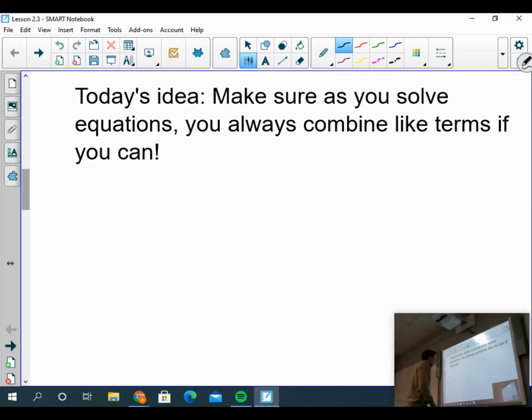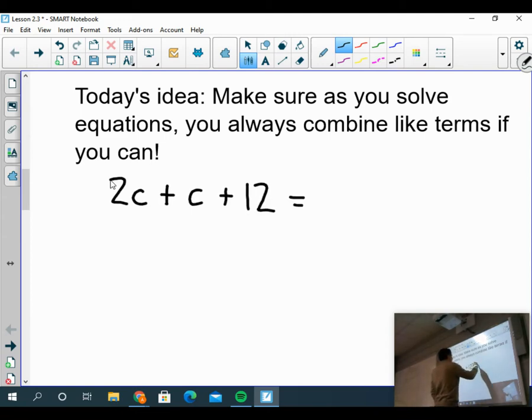Okay, so let's look at an example together. 2c plus c plus 12 equals 78. And again, if you feel like you can solve this on your own, be my guest. Go ahead and solve it.